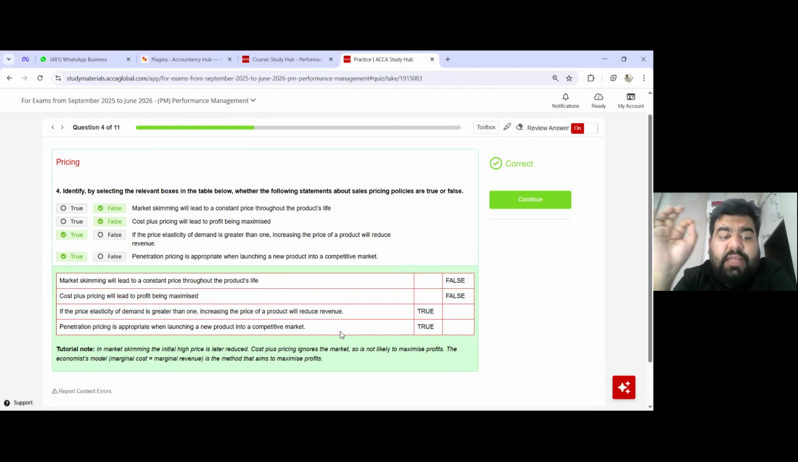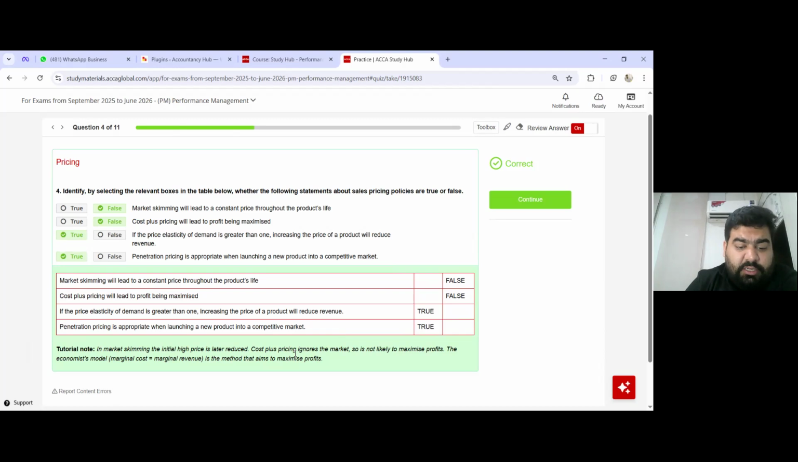Why? If they say that cost plus pricing will lead to guaranteed profit, yes, we know, because in cost plus pricing we write the complete cost, then we add the profit, and then the selling price. We know that profit will be earned because we have already added the profit to the cost. But is it maximizing your profit? No, it is giving you a profit, but maximization is not the point here. Profit maximization can be done in other ways, not through cost plus pricing.